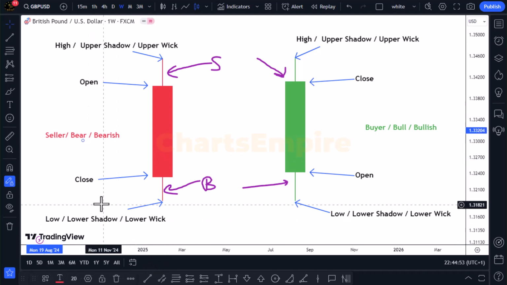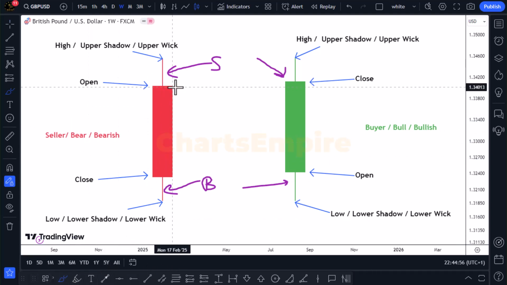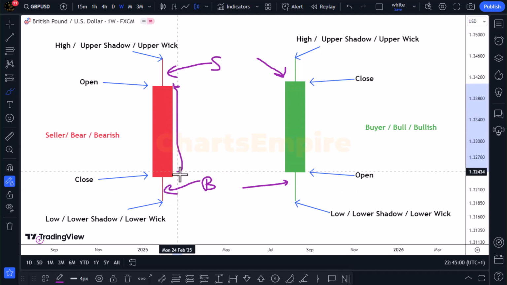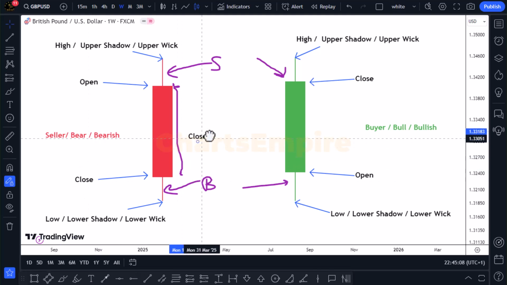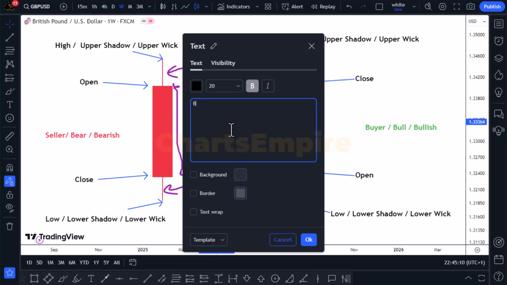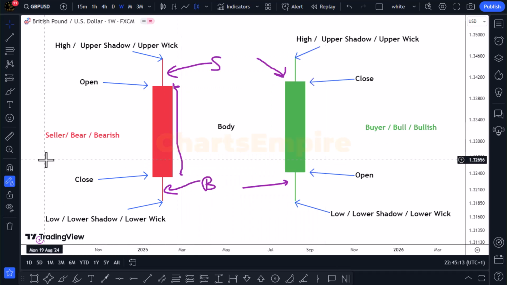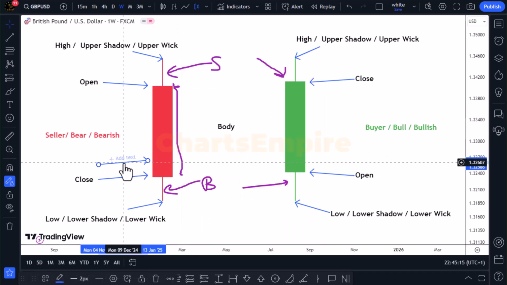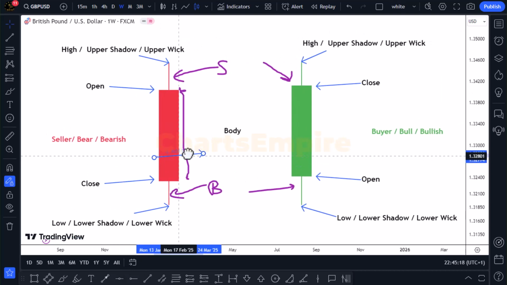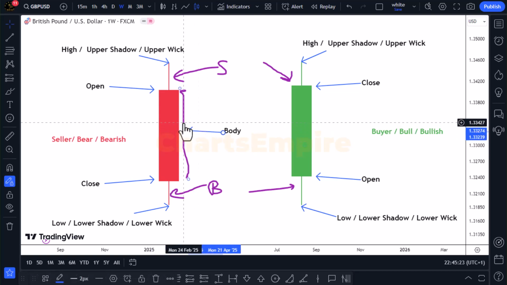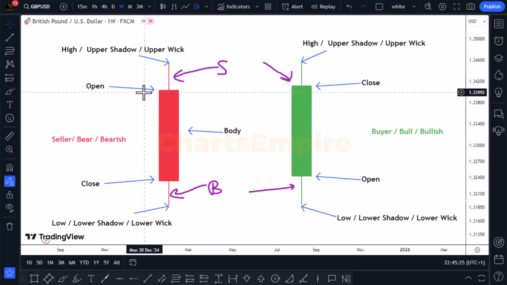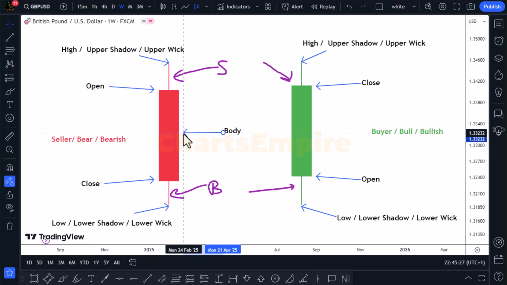Now the question is, what is the difference between the open and the close? This is the open, and the price closed lower. The difference between the open and the close is what we call the body. So this is the body of the candlestick. We can clean this off. The difference between the open and the close is what we call the body of the candlestick.